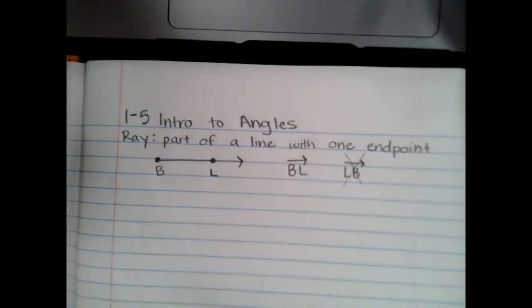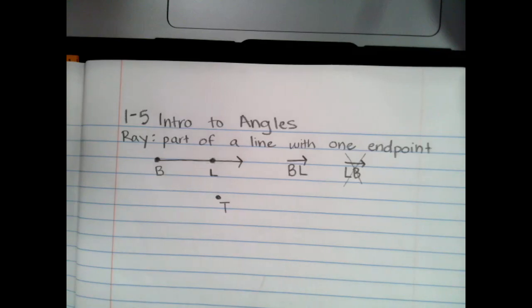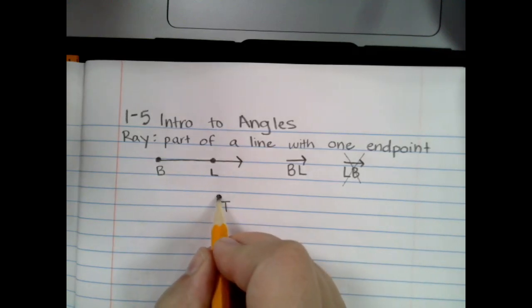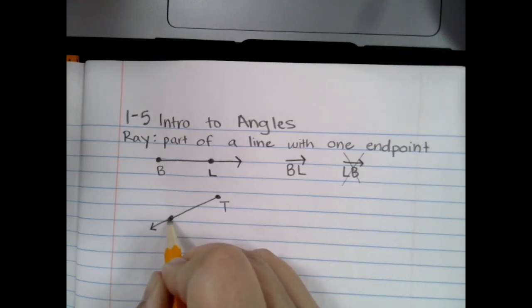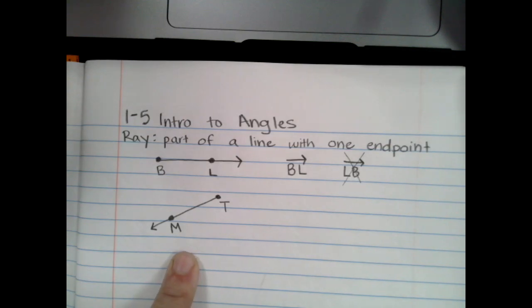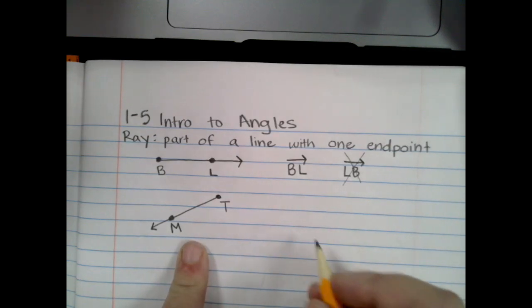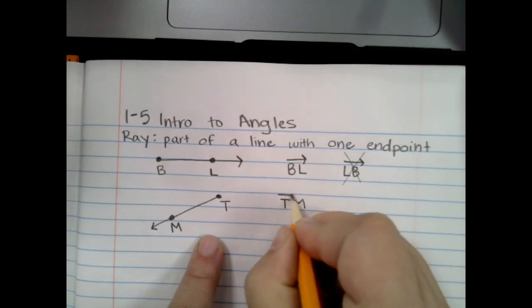Okay, let's do one more. Let's have it start at T. And this time we're going to do a little diagonal, a little slant. And we'll go through M, but it keeps going on and on and on. All right, so in this one, what would we want our ray to be called? TM. Good. It starts at T, goes through M.